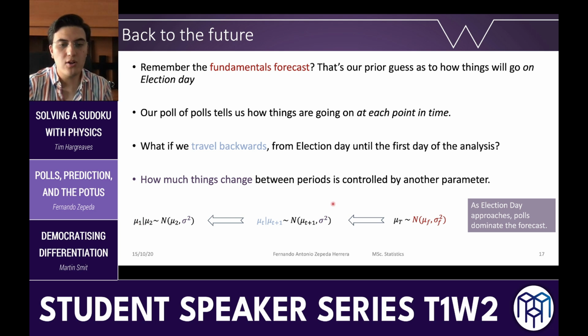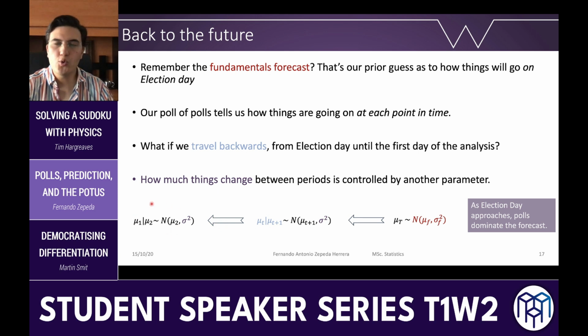And we are doing this in a random walk behavior, in a backwards random walk behavior, which means that there's another parameter, sigma squared, that's going to tell us how things change between periods, how much change there is. And of course, as election day approaches, this backwards random walk has less time to adapt to our fundamental forecast. It's like we're trying to bridge our prior guess with the tendency that's being reflected in the polls.